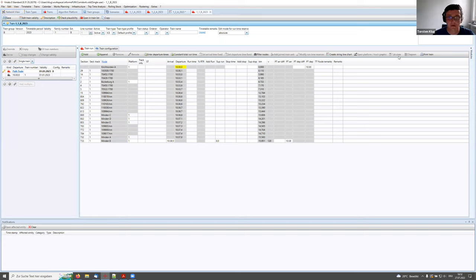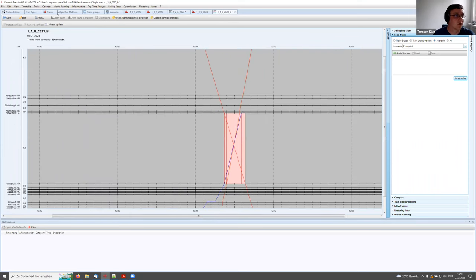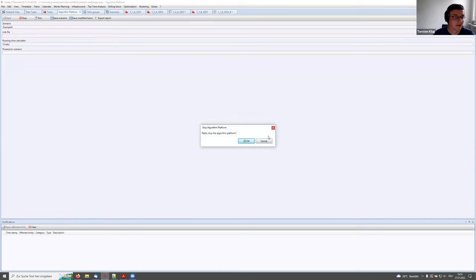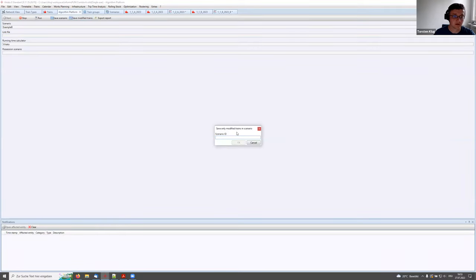So let's take a look at this line chart again of this example, example B. Now we already see that here is the conflict. From Bückeburg to Minden, all three trains use the same infrastructure element. And now again, we can start our solver. So for example B, we want again the solution, solution B.